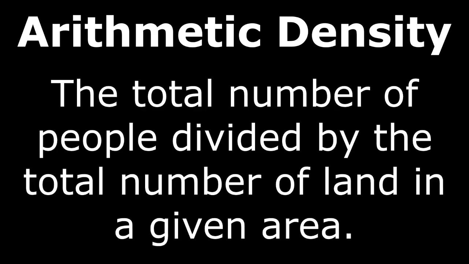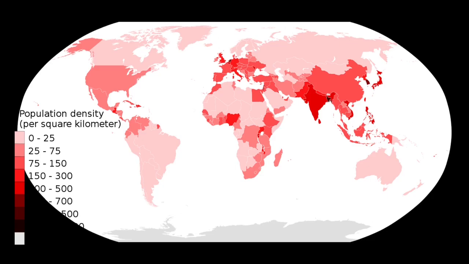So the first one is arithmetic density, and this is the total number of people divided by the total amount of land in a given area. So when you see a map that just says population density, this is what you're looking at, the arithmetic density. So here we see population density per square kilometer. This could have been mile, feet. I mean, it would be a little more crazy if it's feet, but it's population density per square kilometer.